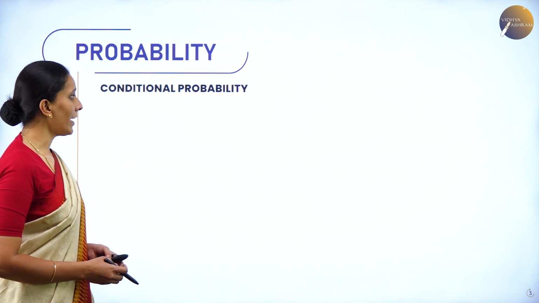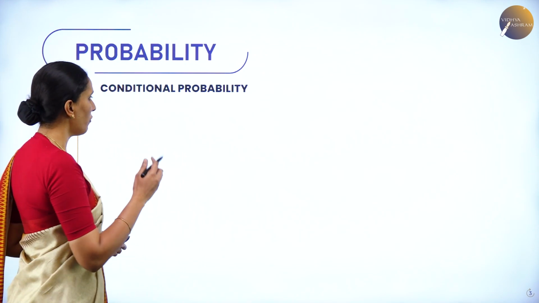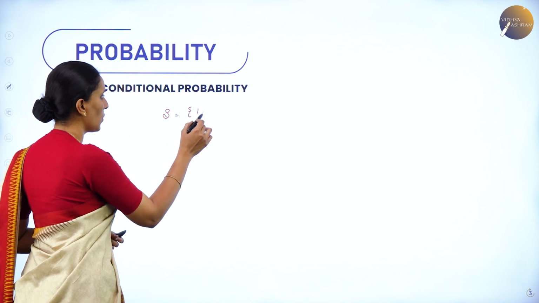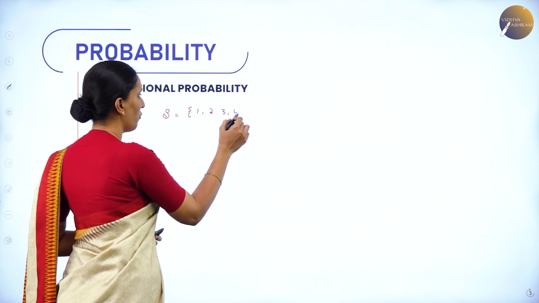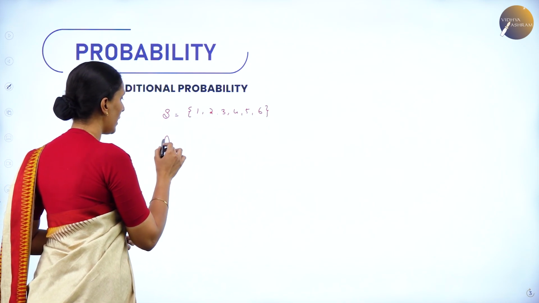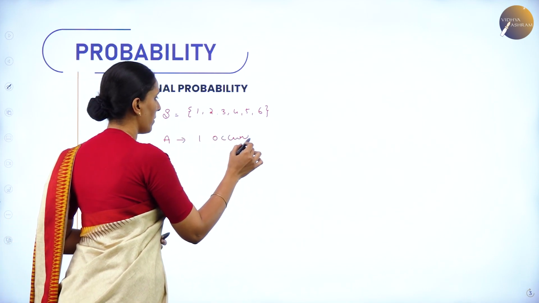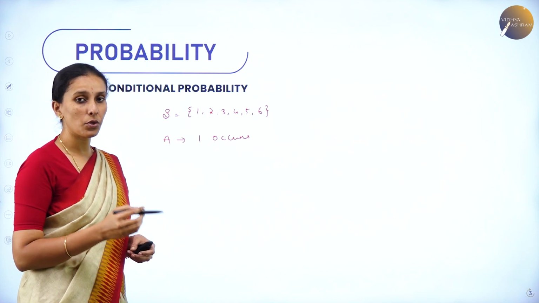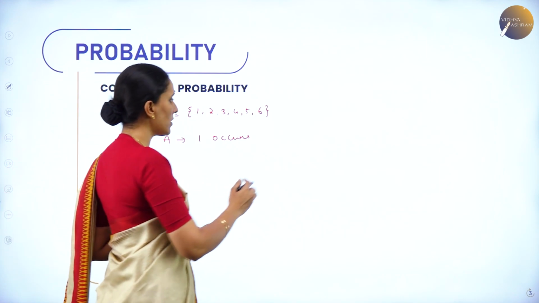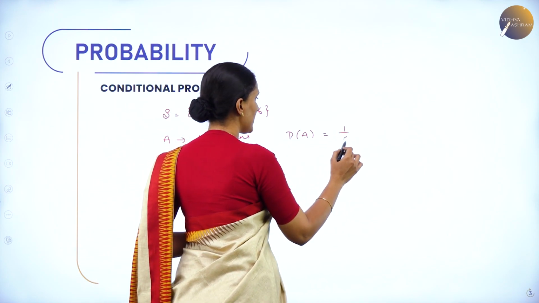So what do you mean by conditional probability? Now let us take an example of rolling a die. We know the sample space of rolling a die is 1, 2, 3, 4, 5, 6. Let me consider an event A where 1 occurs when a fair die is rolled. Then what is the probability of A? The probability of A is 1 by 6.